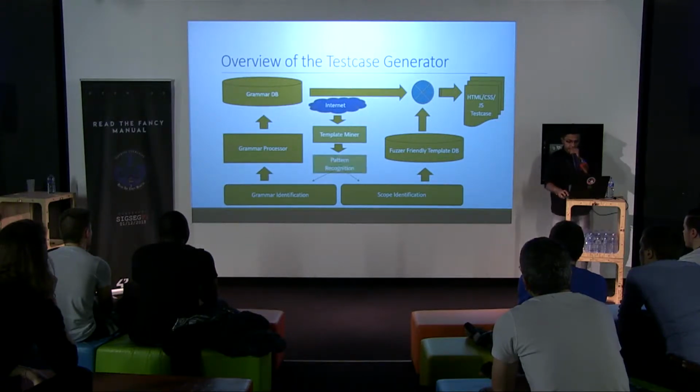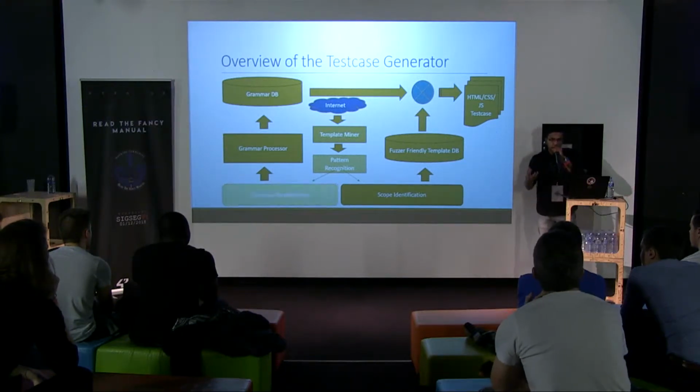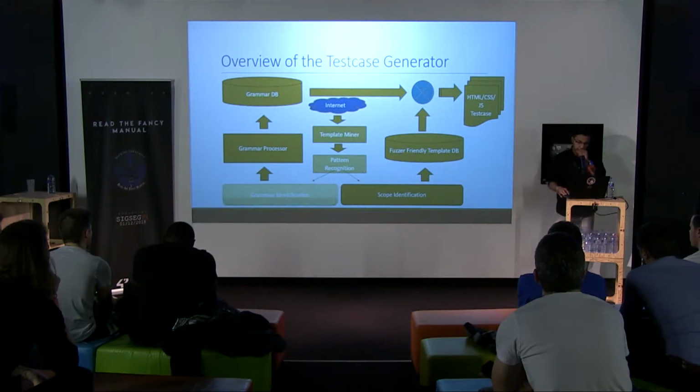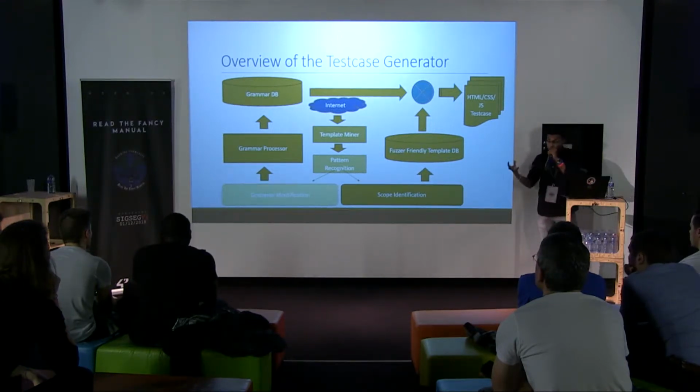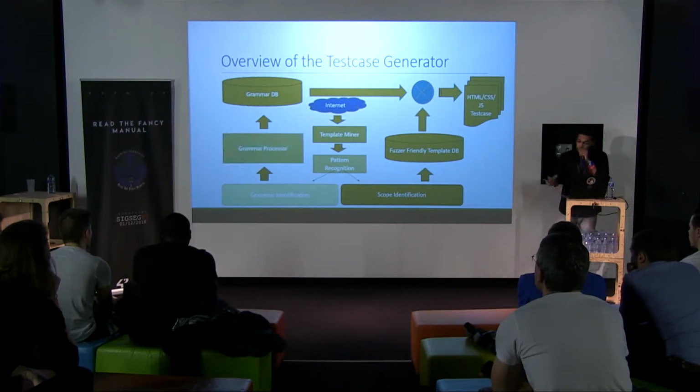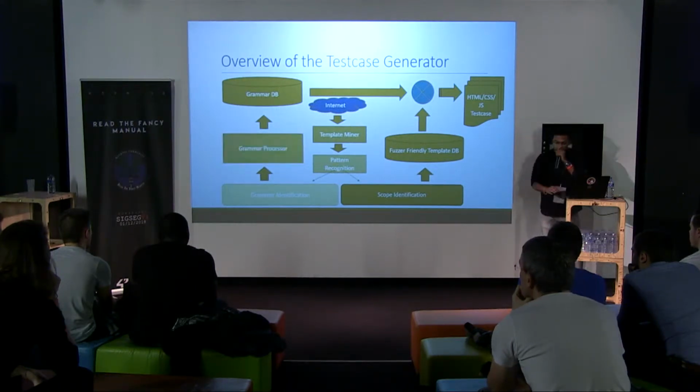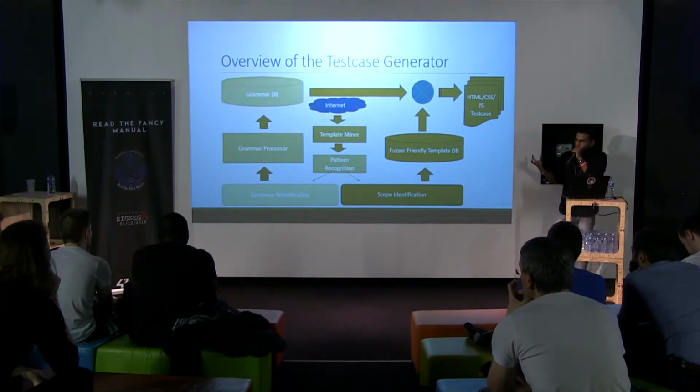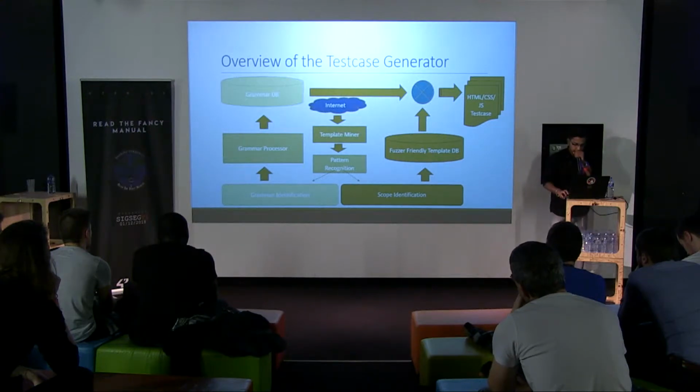The pattern recognition engine will have two parts. The first part is the grammar identification. This grammar identification engine will try to grab the CSS, HTML, and JavaScript grammar from those raw web pages, and it will pass it through the grammar processor. And finally, it will save those grammars into a grammar database.